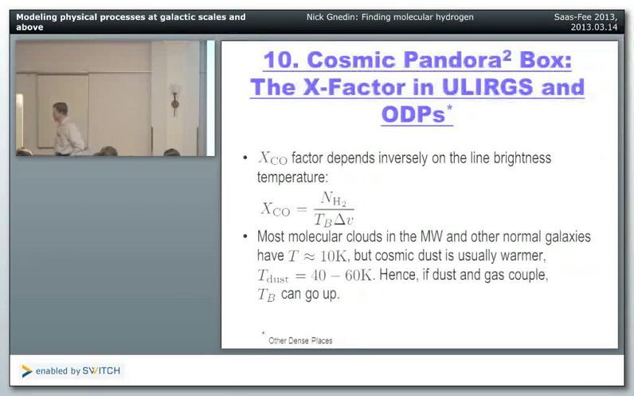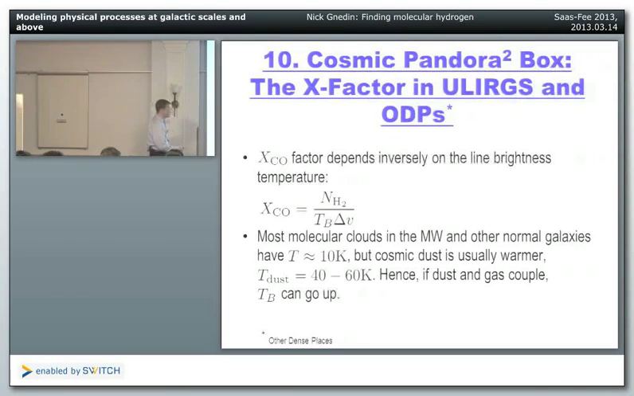So there are two small pieces I want to go over. I call this Pandora's squared box. Right? So it's even worse than the X factor. It's the X factor in ULIRGs, which stands for ultraluminous infrared galaxies. And I call this ODP, which stands for other dense places. So the X factor depends on the column density of H2 and the equivalent width, which is basically the amount of radiation times the width of the line, delta V.